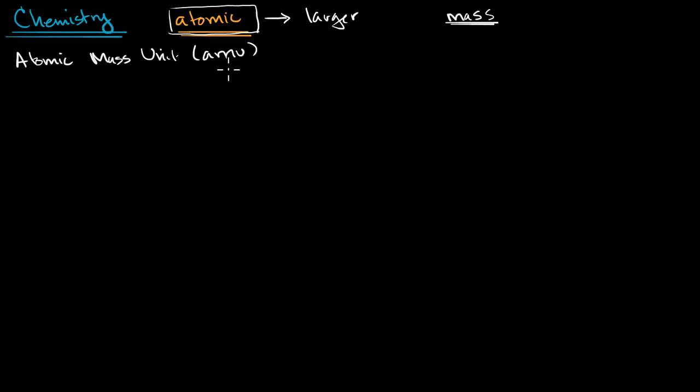And more recently, the more modern version of this is the unified atomic mass unit that is denoted by just U instead of an AMU. So how does a unified atomic mass unit connect to our units of mass that we might use on a larger scale, like, say, grams or kilograms? Well, the unified atomic mass unit is defined as 1.660540 times 10 to the negative 27 kilograms.